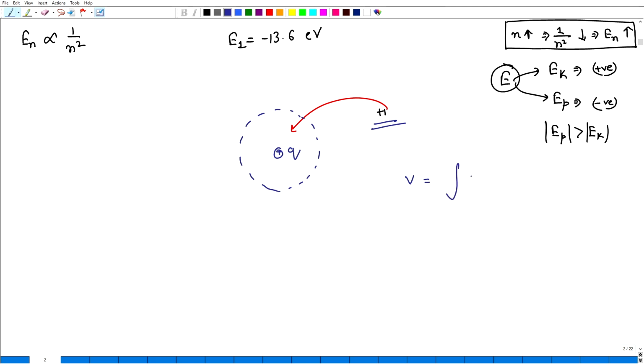V is actually the integral of F dr from minus infinity to r. So, this is the definition. This force is electrostatic force. If both charges are positive, then the force will be repulsive, positive, and if one is a positive charge and one is a negative charge, then the force will be attractive, correct, and in that case the force will be negative. So, this is the case actually.